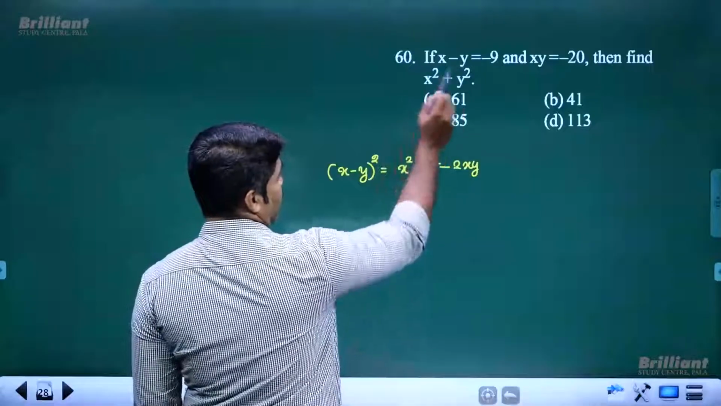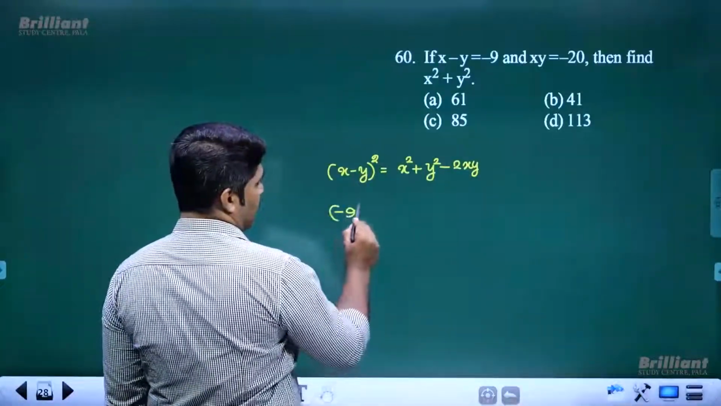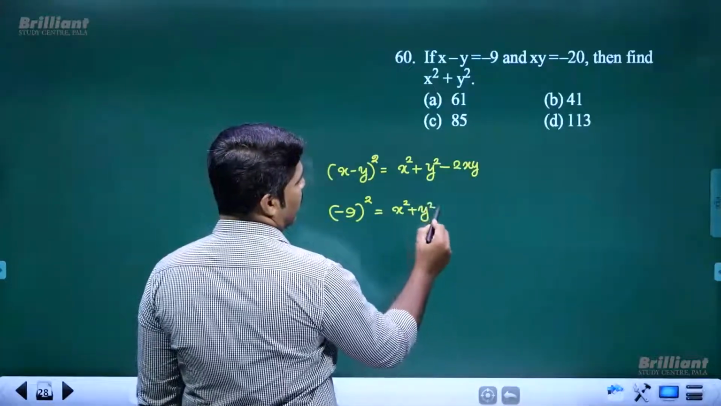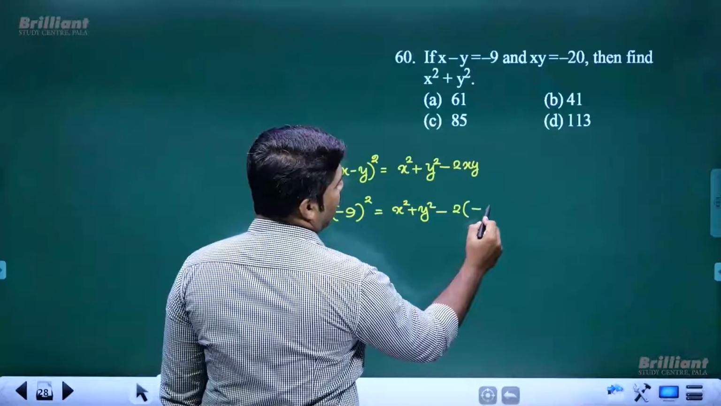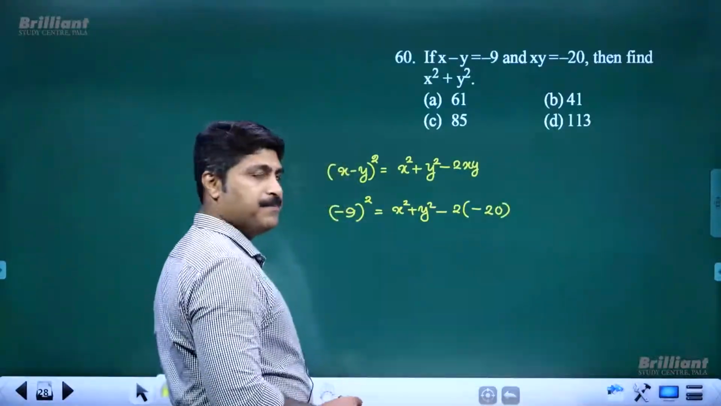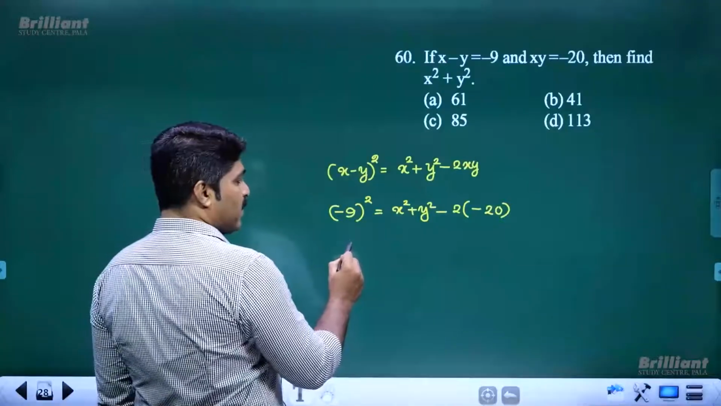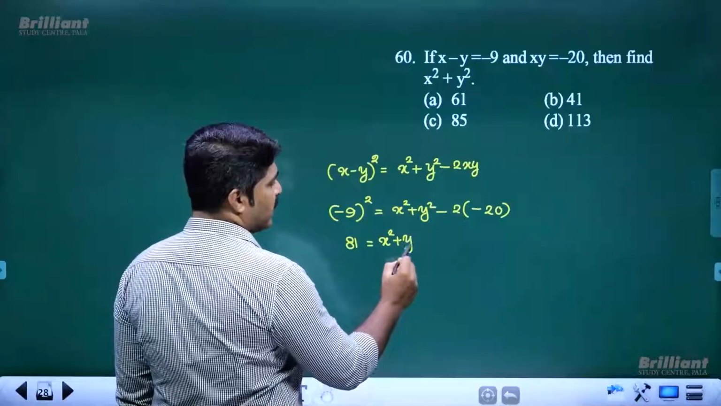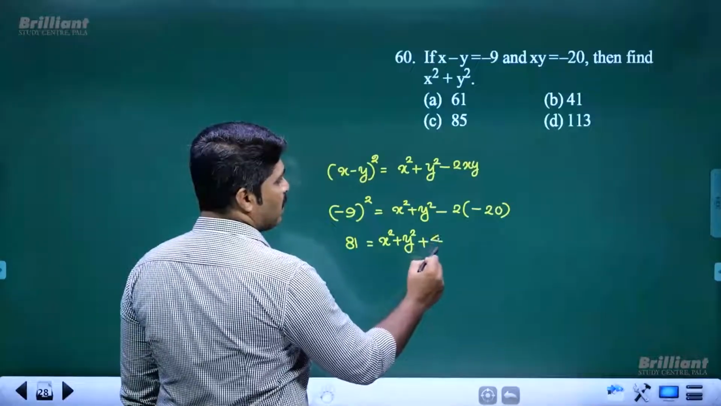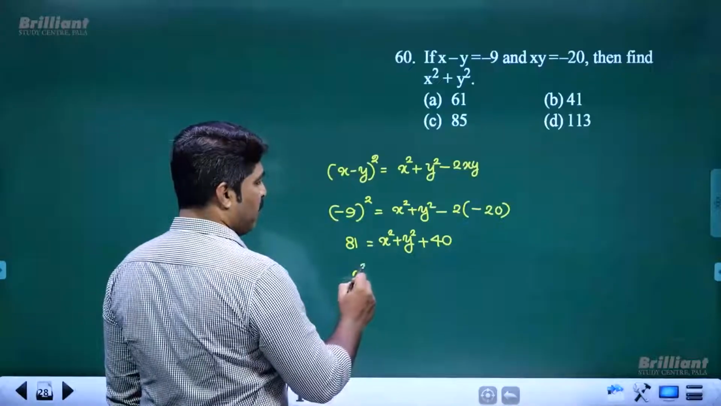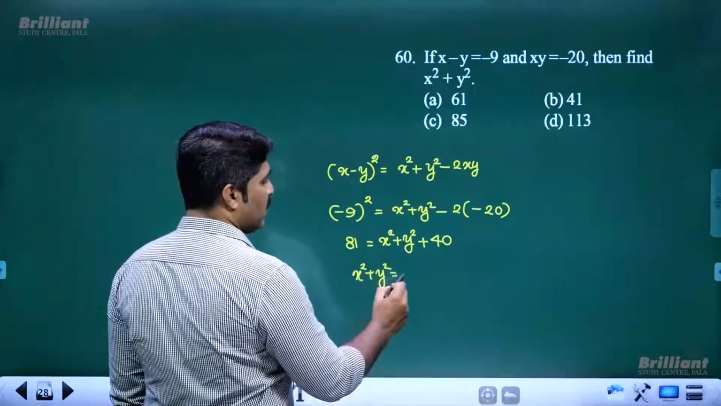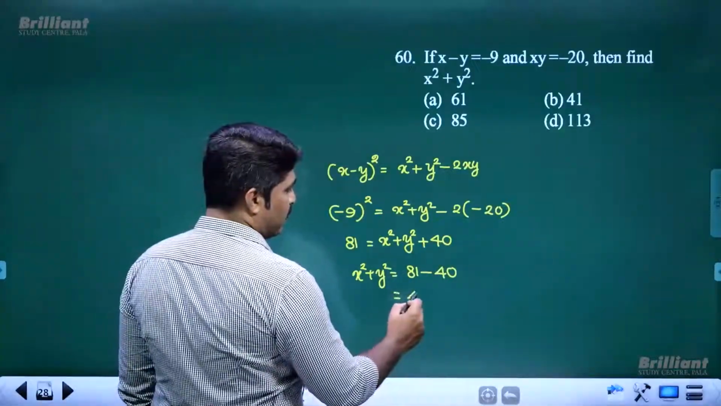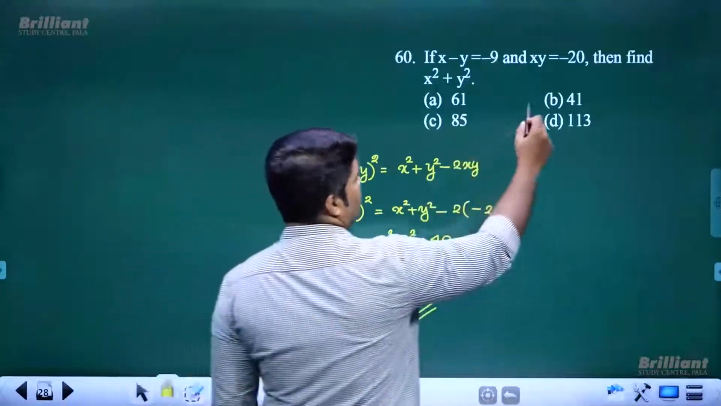That's it. Here, which values are available? x minus y is with us, that is minus 9. So this is minus 9 square. And this part is x square plus y square, minus 2xy, which is also with us, that is minus 20. Minus 9 square is 81. And this is our required expression, x square plus y square, minus 2 times minus 20, that is plus 40. So the value of x square plus y square is 81 minus 40, which is equal to 41. So the answer is 41.